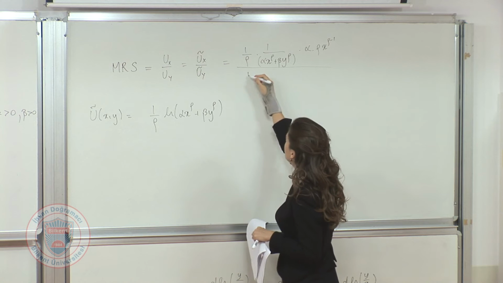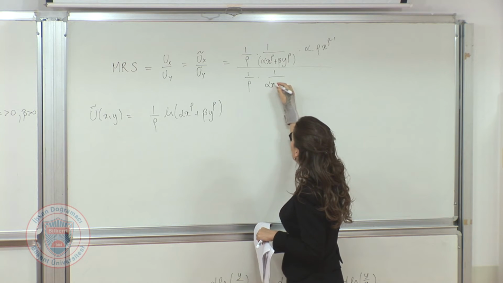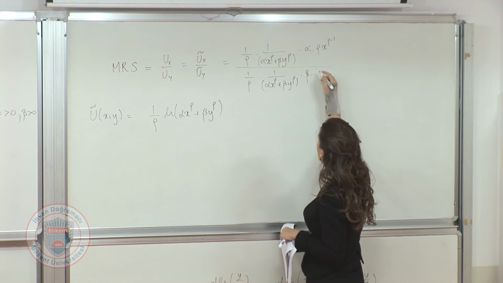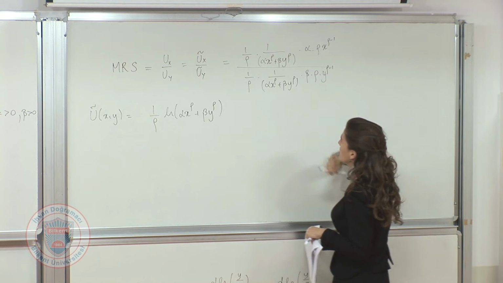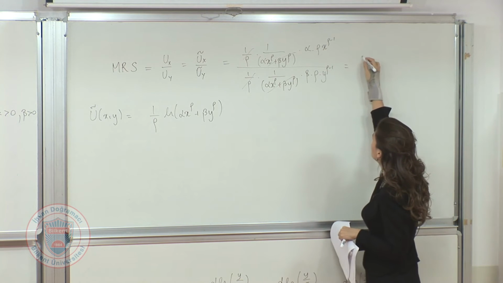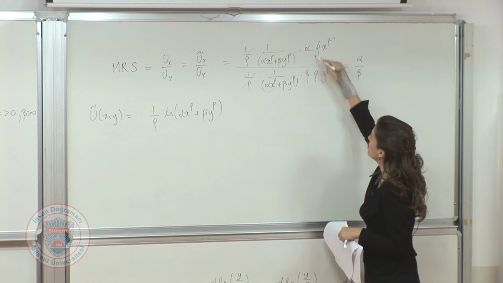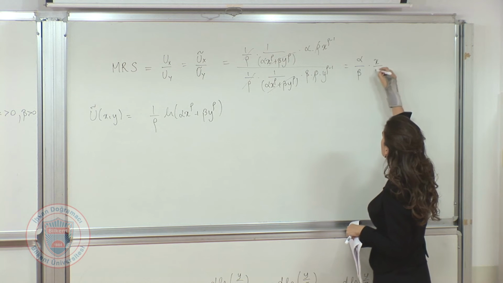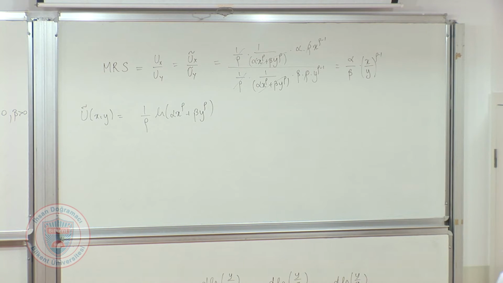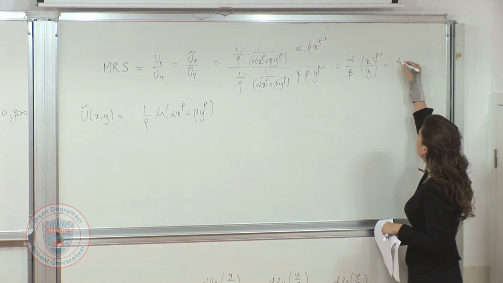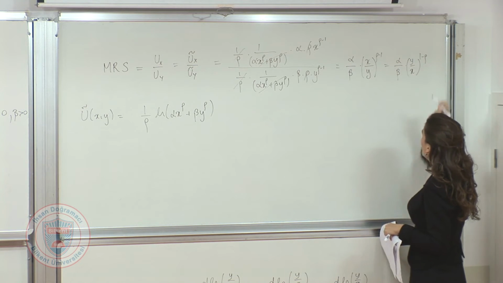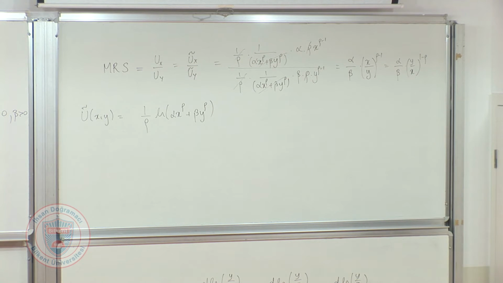And the derivative with respect to y is going to be very similar: 1 over alpha x to the power rho plus beta y to the power rho, and then beta rho y to the power rho minus 1, right? You see that these cancel out, and we're left with alpha over beta. The rhos cancel out too. x divided by y to the power rho minus 1. Remember, rho was less than 1, so if you want, you can write it like this: alpha over beta, y over x to the power 1 minus rho, okay? Apparently, this is the marginal rate of substitution.